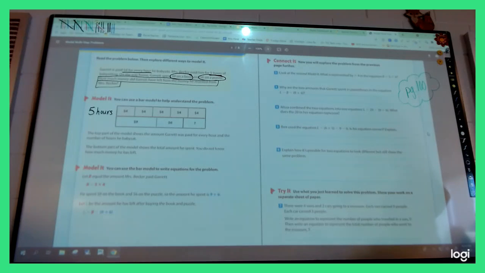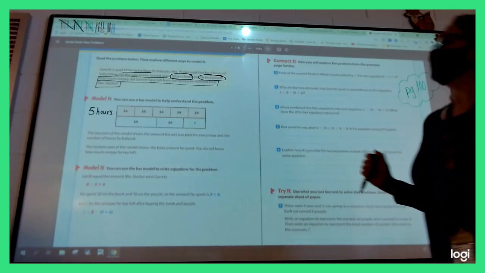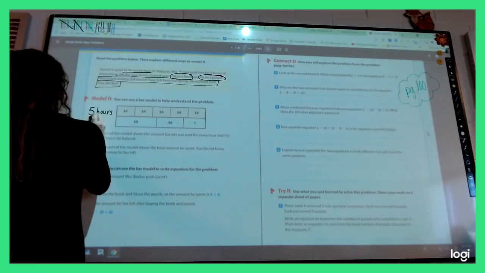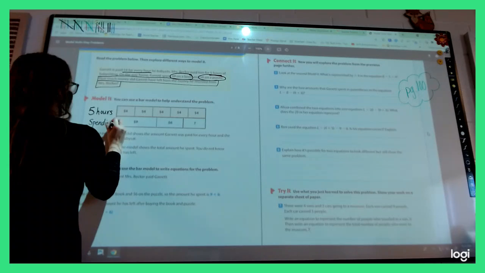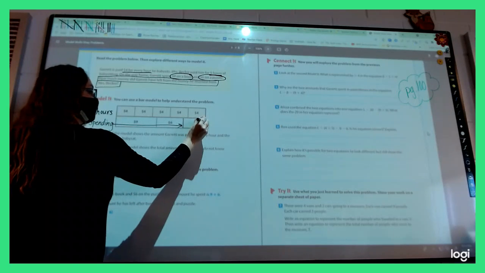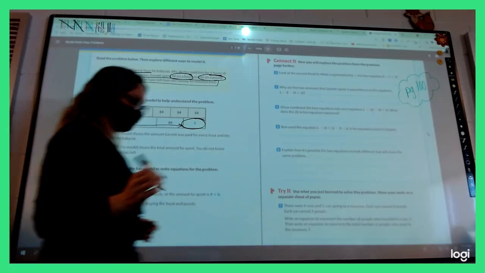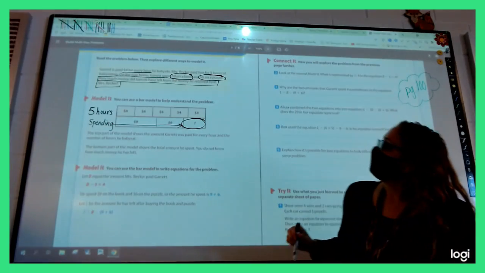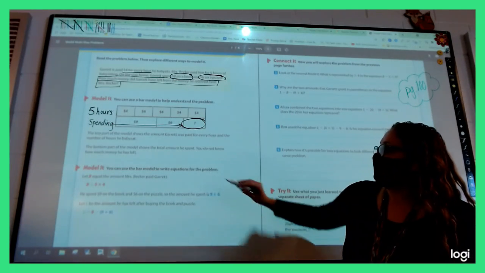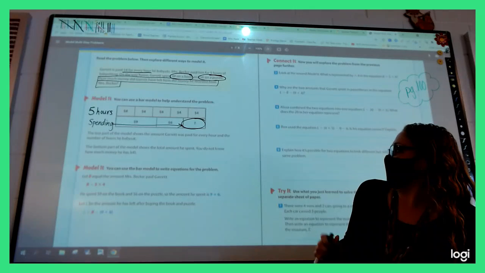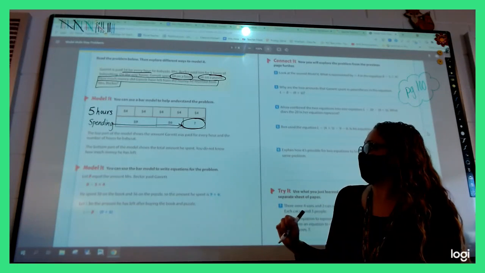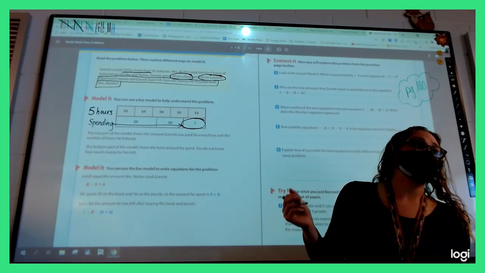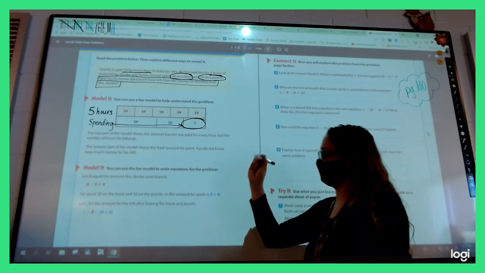What's the bottom row showing us? It's different. Noah? How much he spent on games. Okay, so this shows his spending for these two parts. And then this part will tell us what he has left. Okay, we can also use the bar model to write equations for the problem. So if we let B equal the amount of money Mrs. Becker paid Garrett, I would recommend rewrite it again. It helps you stay involved if you're writing.